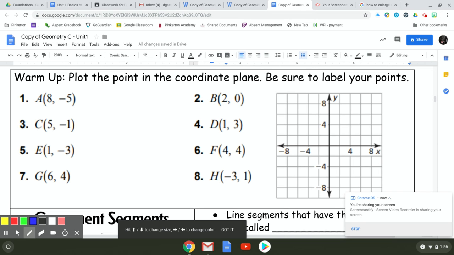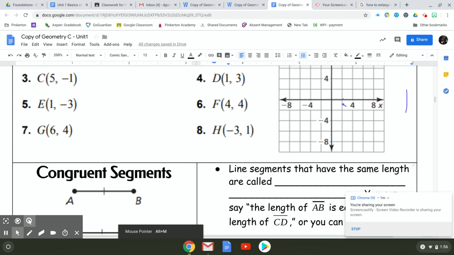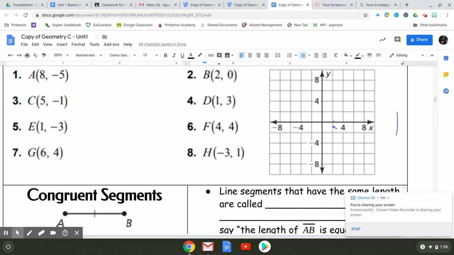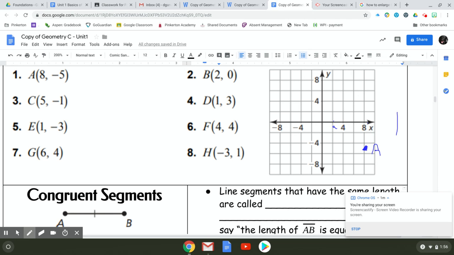So if you notice your grid here, it's counting by twos. So this here is actually 2, 4, 6, 8. So if I want to go over to 8, I'm going to go over to the right 8, and then I have to move my screen a little bit, and then down 5. So 2, 4, 5 would be halfway between 4 and 6. So right there, and I'm going to call that point A.